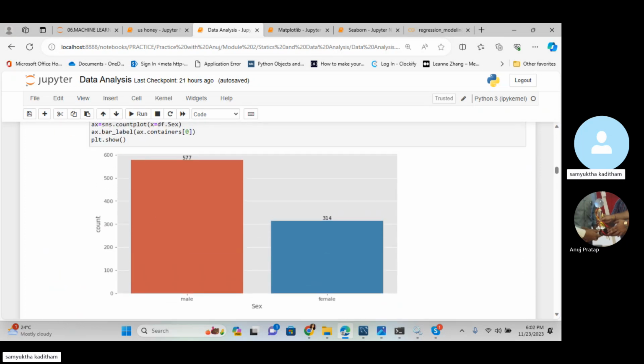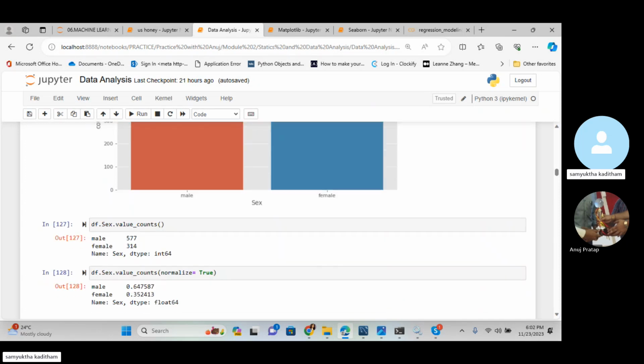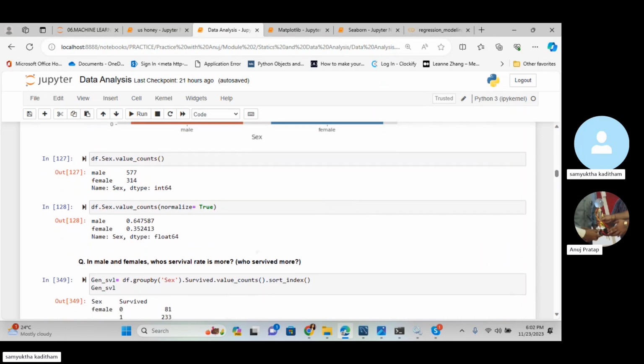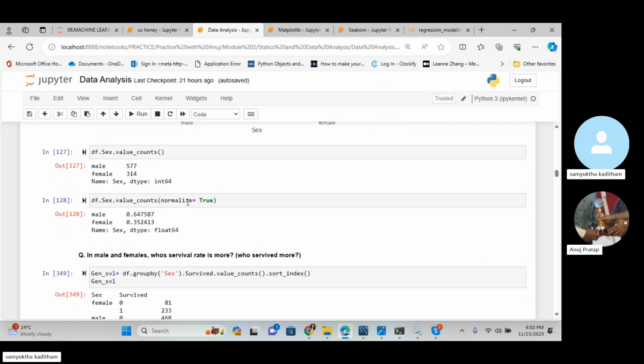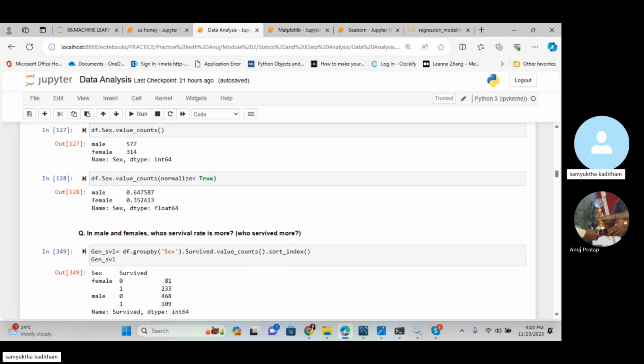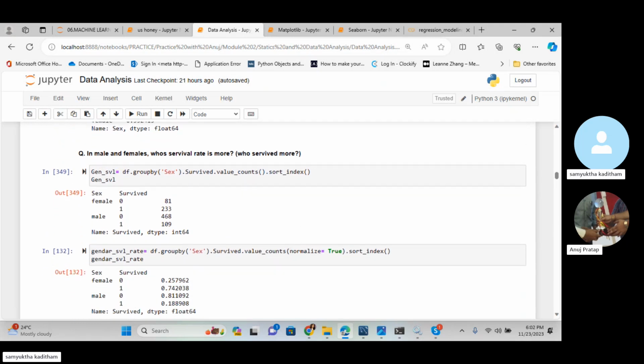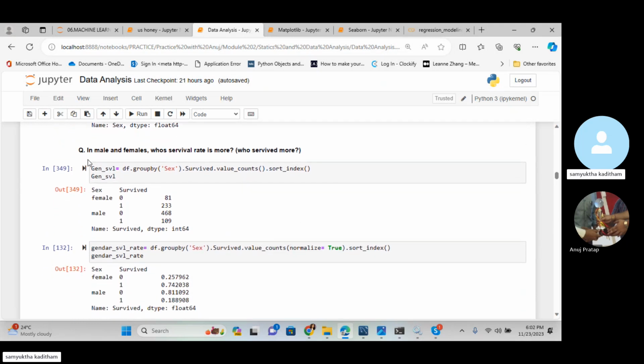It tells 577 people are male and 314 people are female passengers. Same as we did before, we normalized and it will give the percentage of female and male people. Then in male and female, now we are checking the survival rate. Who has the more survival, female or male? So we are going to check them.